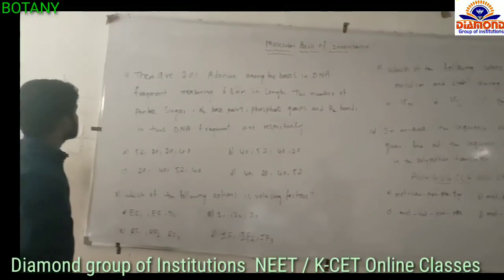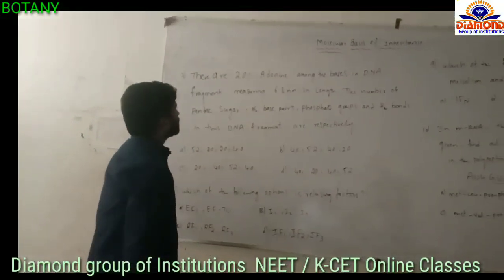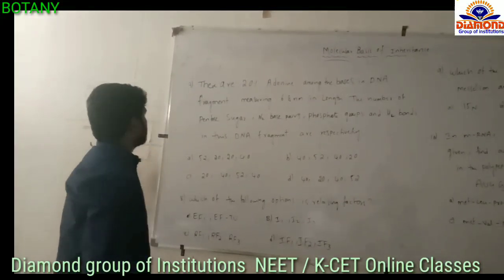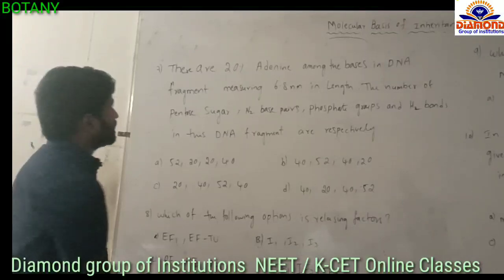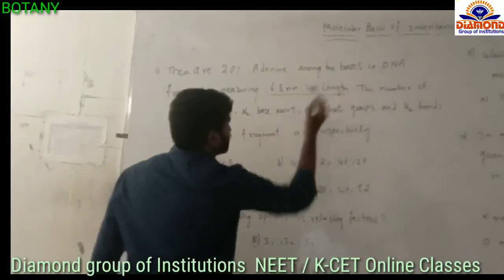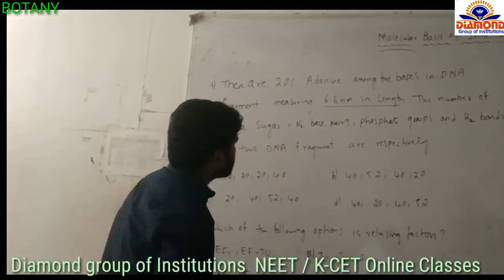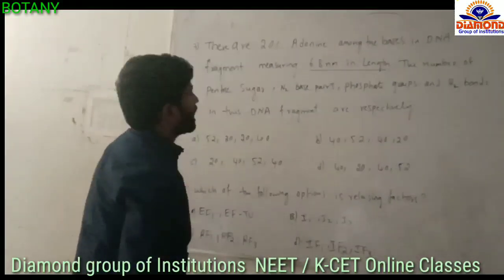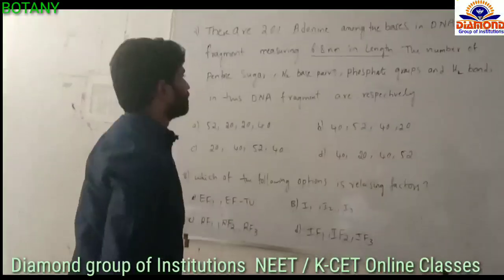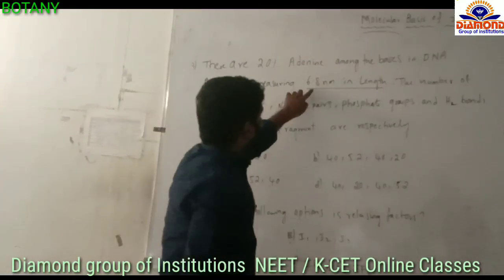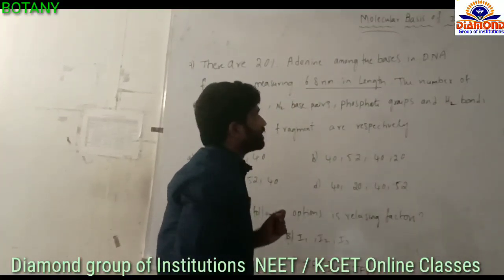Next question, the 7th one. There is 20% adenine among the bases in a DNA fragment measuring 6.8 nanometers in length. The numbers of pentose sugars, nitrogen base pairs, phosphate groups and hydrogen bonds in this DNA fragment are respectively. So they gave a 6.8 nanometer length of DNA.